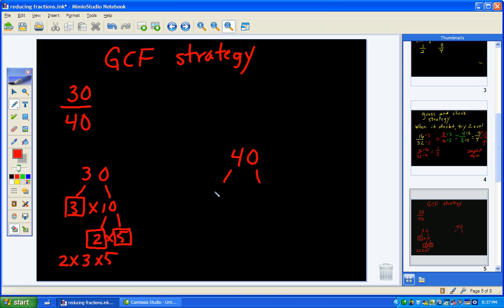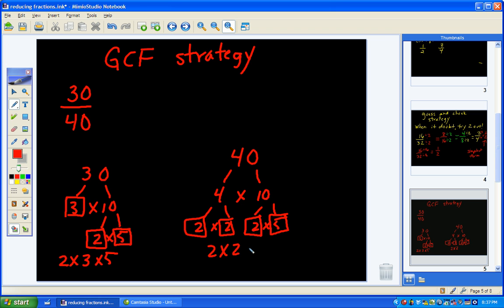40, I'm going to break apart into 4 times 10. 4 can be broken into 2 times 2. Both of those are prime. 10 can be broken into 2 times 5. Both of those are prime. So it's 2 times 2 times 2 times 5.